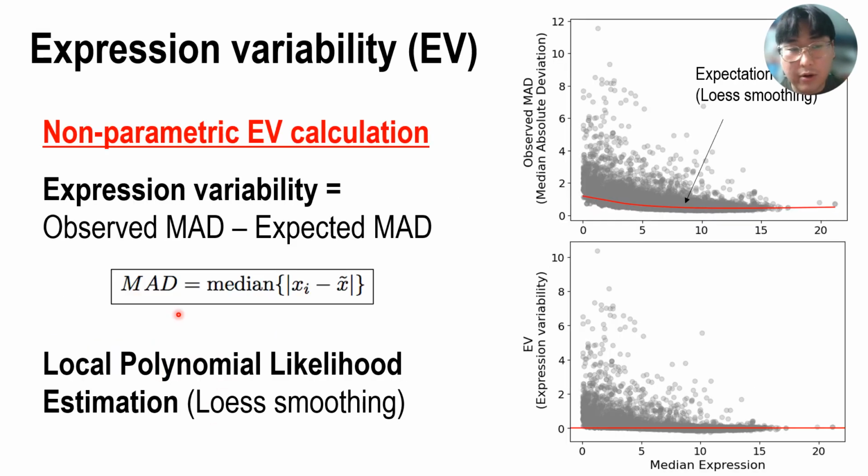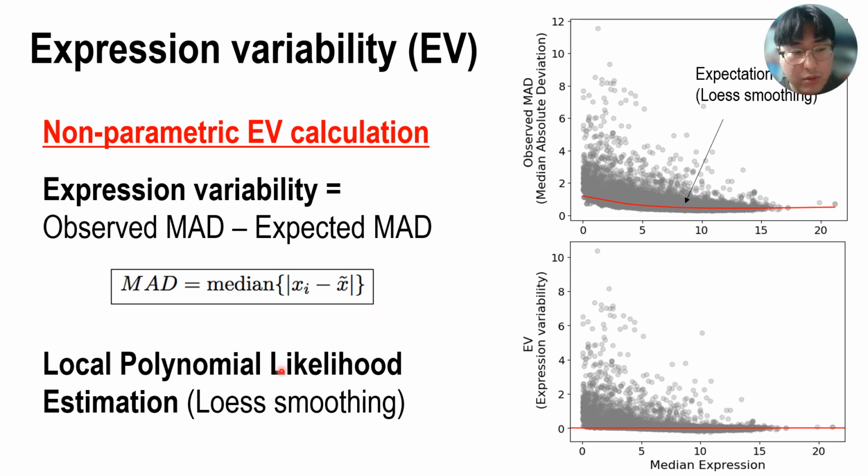This is how you calculate it. We used the non-parametric version of the calculation. Expression variability is essentially the observed MAD minus the expected MAD. MAD is the median absolute deviation, and it's calculated with the following equation. We get the deviation of every gene expression value and find the median of that. This is similar to the variance or the standard deviation, but we're doing this by the median, which is non-parametric.